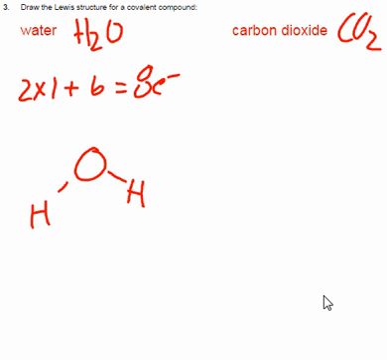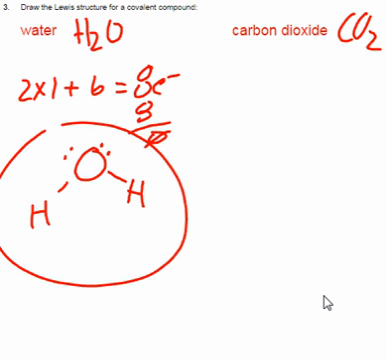Well, hydrogen doesn't need any lone pairs. It's tiny. It only gets 1 bond or 2 electrons. But oxygen needs 2 more pair to have a total of 8. And then I have to see, did I use more electrons than I have, or did things work out okay? And when I count, I've got 2, 4, 6, 8. So this is my Lewis structure for water.